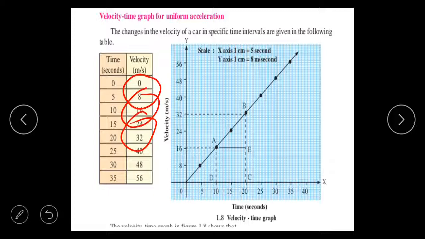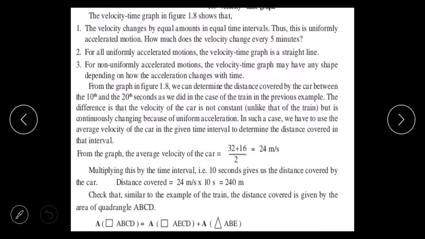Now why do we need to observe this graph? We need to observe it to notice some things. The velocity changes by equal amounts in equal intervals of time. Of course we have seen that. What is that difference? The difference is 8 meter per second, if you observe the data carefully. So how much does the velocity change in every 5 seconds? Okay, 8 meter per second. This is the answer to this question.